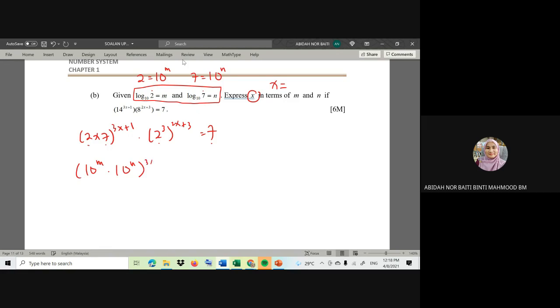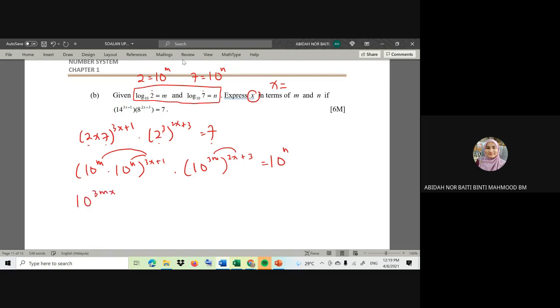Kat luar ada 3x plus 1. Okay, tu pun samalah. 2 is 10 power of m. Ada 3 ya. So 3m lah, darab saja. 3m. So kat luar ada 2x plus 3. Okay, equals to 7. 7 is 10 to the power of n. Okay, kita tukar semua. And then we apply rules of indices ya. Ni semua boleh darab ni. Okay, so kita darab lah.